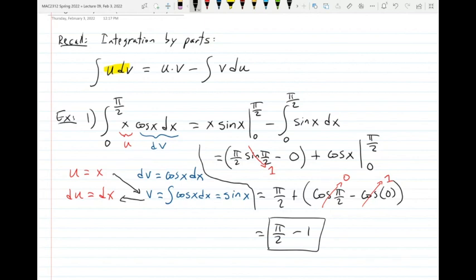Again, this is just a warm-up. We did problems like this before, last time. It's just that we didn't do it with limits of integration. So I'm showing you how it looks if we had limits of integration.